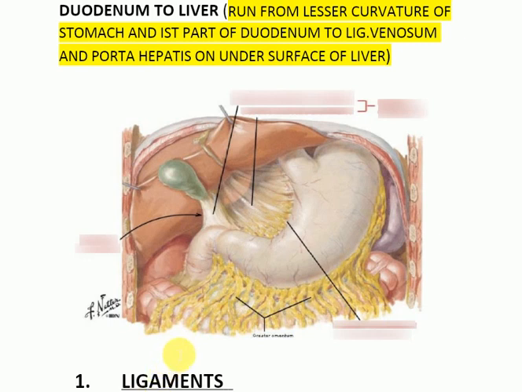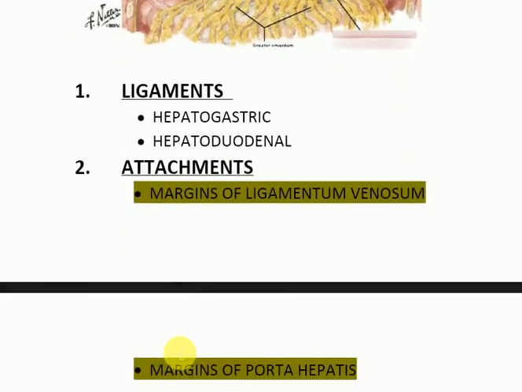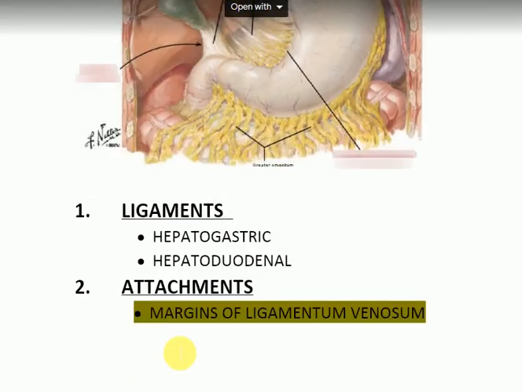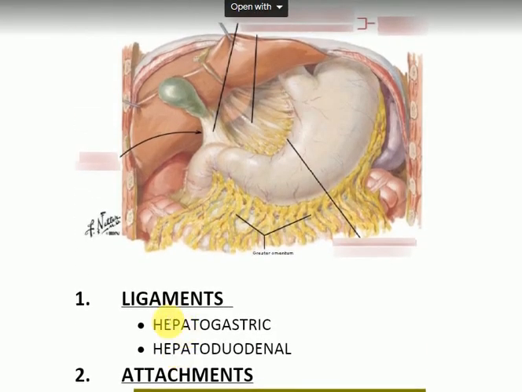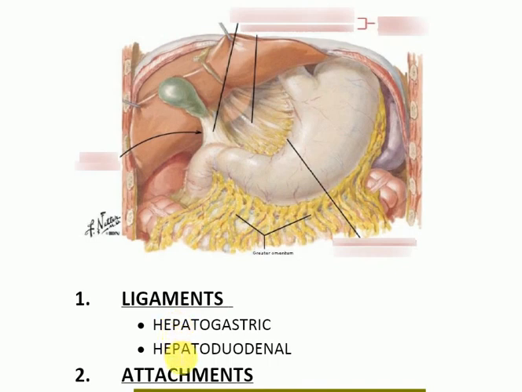We will study this lesser omentum under three headings, that is the ligaments, attachments, and the contents. So first of all is the ligaments. Two important ligaments, hepatogastric ligament and hepatoduodenal ligament. As the name indicates, hepato means liver and gastric is the stomach. So the ligament which is from the lesser curvature of the stomach to the liver, connecting these two, is the hepatogastric ligament. And the hepatoduodenal ligament is connecting the first part of the duodenum to the liver.